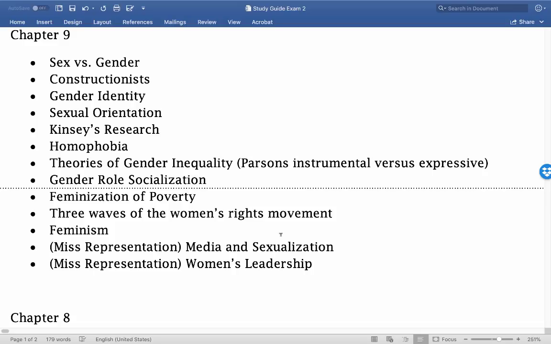Let's see. Gender role socialization, just the definition from your book. It's the lifelong process of learning to be masculine or feminine, right? Typically through those agents of socialization, our families first, schools, peers, and of course the media.